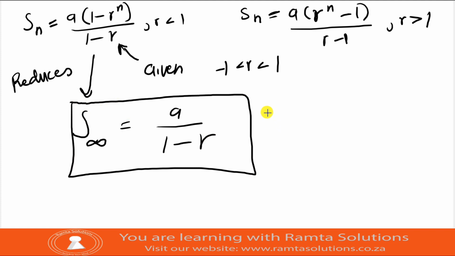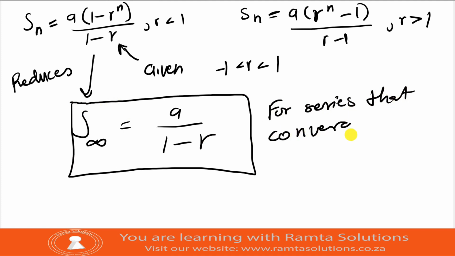So this is for series that converge. If your series converge, you use sum to infinity. And what I want to say is that when you find your r values are greater than -1 but less than 1, use this formula. You will be good to go. Now, let me explain something.